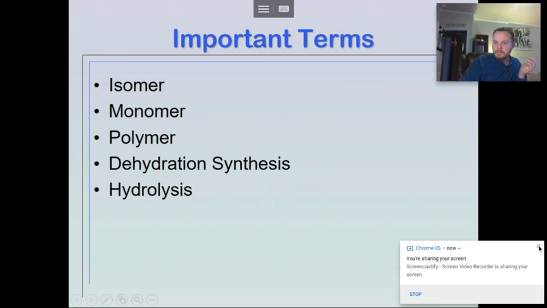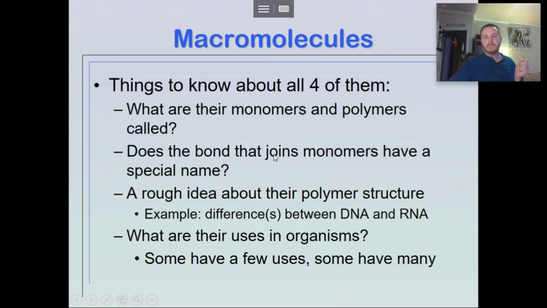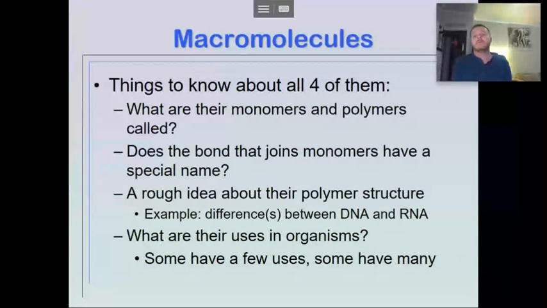So, chapter 3, we talk about biological macromolecules. Expanding on chemistry, where do we go from there? Well, we talked about 4 different kinds of macromolecules. Things I want you to be familiar with, all of them.